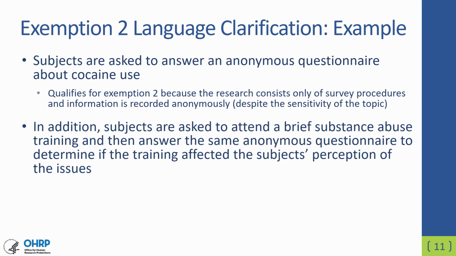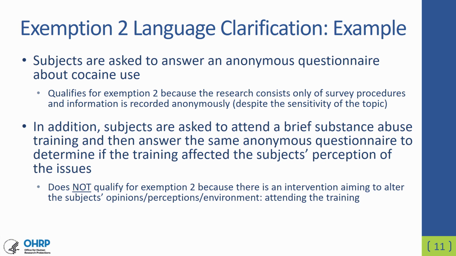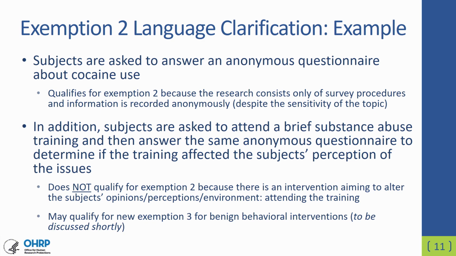However, let's say that in the same study, in addition to this questionnaire, subjects are also asked to attend a brief substance abuse training. And then they have to answer the same anonymous questionnaire to determine whether the training affected the subject's perception of cocaine use. This does not qualify for Exemption 2 because now there is an intervention aiming to alter the subject's opinions or perceptions of their environment. In this case, the intervention is attending the training. This may, however, qualify for Exemption 3 for benign behavioral interventions, and this we will discuss shortly.